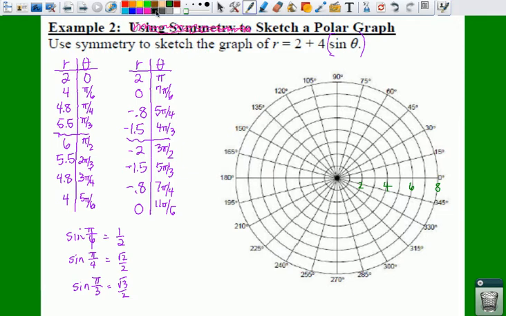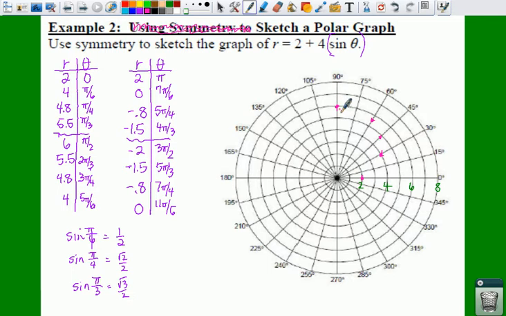So if we plot these, we're going to get a 2, 0. In the direction of 0, we go 2. So there's a point. In the direction of pi over 6, which is 30 degrees, we're going to go 4. And then at 45 degrees, we go 4.8, so it's going to be here. And then pi over 3, we're at 5.3. No, sorry, 5.5, which is here. That's pretty. At 90, we're at 6. So 6 is right here.